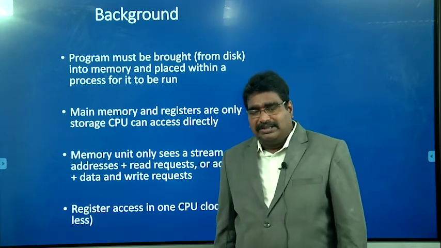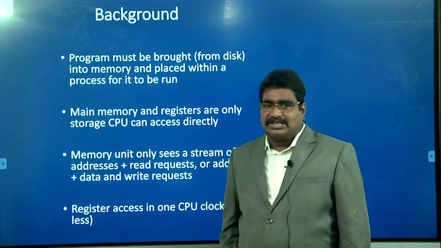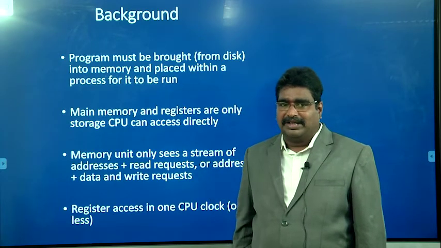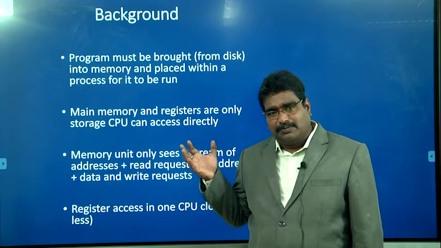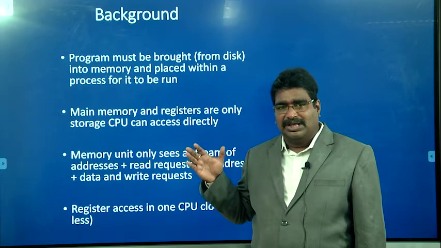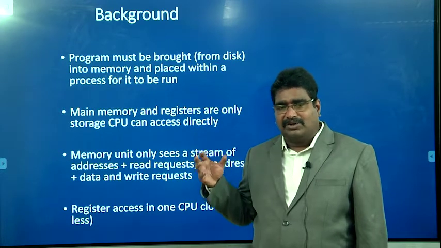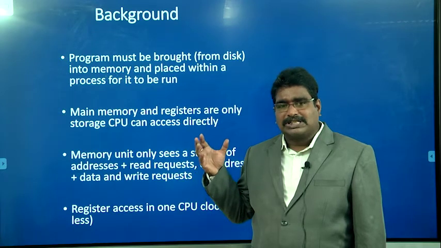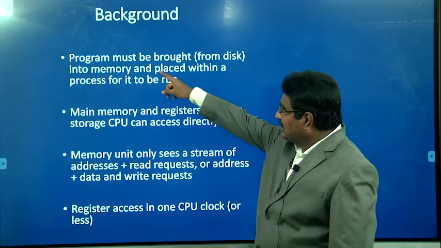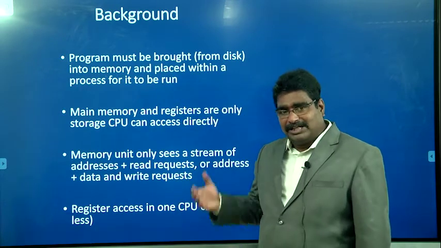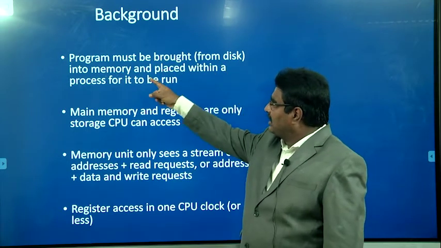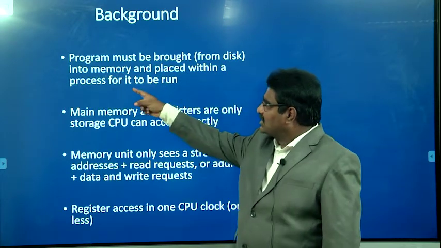Already in the previous classes we discussed the process. What is a process? A process is nothing but a program under execution. Where does the program reside? Whenever we type a program and save it, it is stored in the secondary memory. And whenever we need to run our program, the program must be moved from the secondary memory to the primary memory. So the background of memory management is that a program must be brought from disk into memory and placed within a process for it to be run.